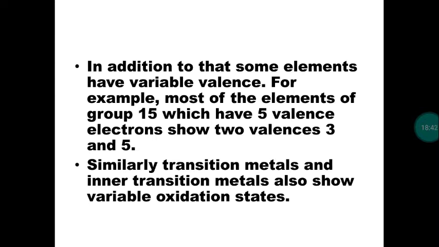The same way for iron also. Fe is the symbol of iron. Iron can lose 2 electrons. Fe2 plus is called ferrous. It can lose 3 electrons. Fe3 plus is called ferric. So in the same way, mostly d block and f block elements will exhibit variable valency. Variable valency means an element can exhibit more than one type of valency.